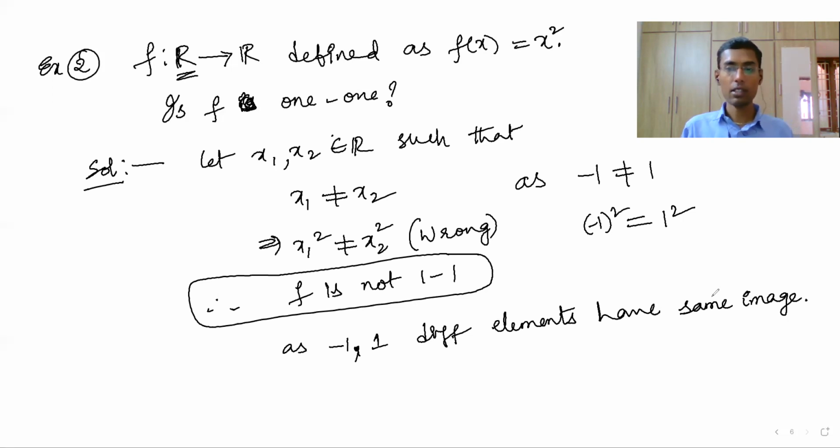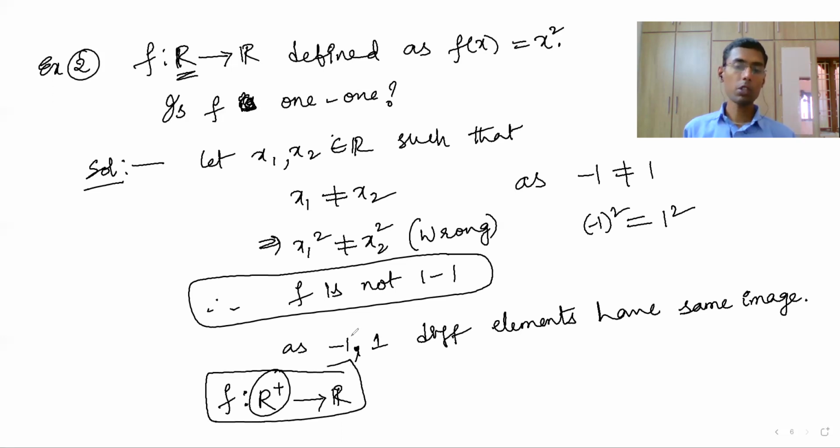This function will be a 1-1 function if it's defined from natural numbers to natural numbers, or even from R plus to R, the set of positive real numbers. Then automatically, there is no question of -1 and 1, right? Here R plus has only positive real numbers. If you take that, then it is definitely a 1-1 function. Good, very good. We got a nice understanding.